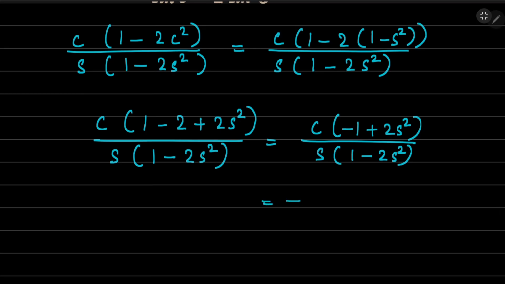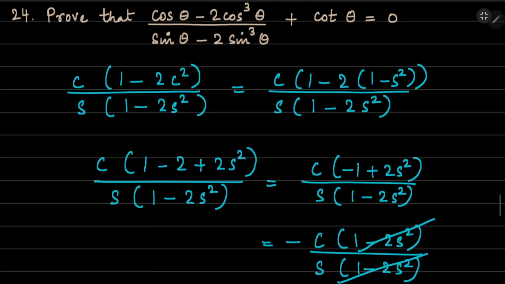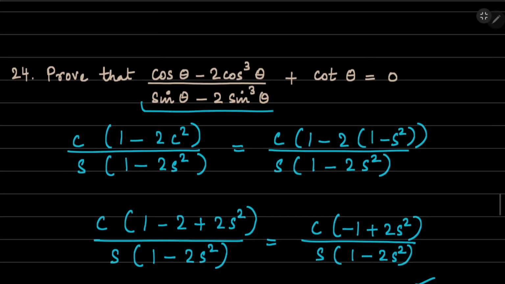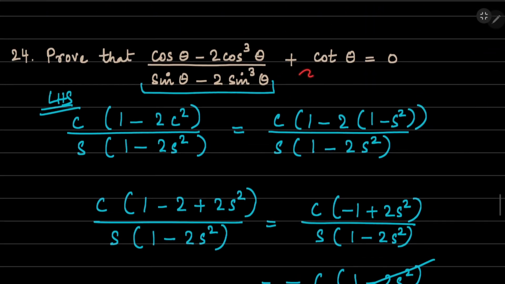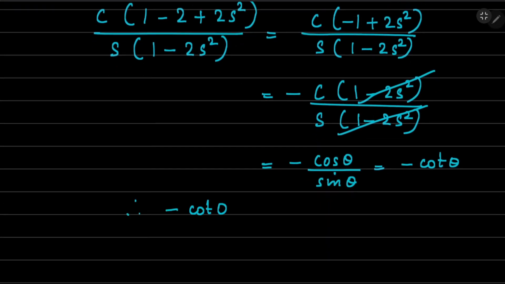So here, when you take minus 1 common, this will become 1 minus 2 sine square divided by sine multiplied by 1 minus 2 sine square. So now you'll be able to cancel these two terms, which will leave minus cos theta by sine theta, which is nothing but minus cot theta. Here again, you have just taken the first term from the LHS. Along with that, you'll now have to add plus cot theta. So minus cot theta plus cot theta is equal to 0, which is our RHS, hence proved.